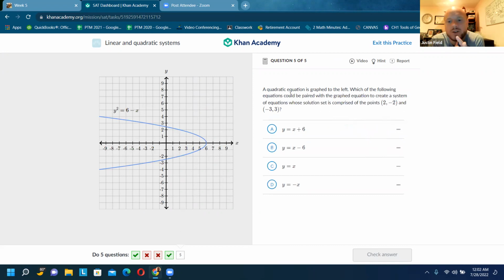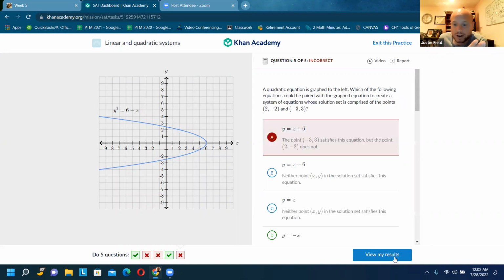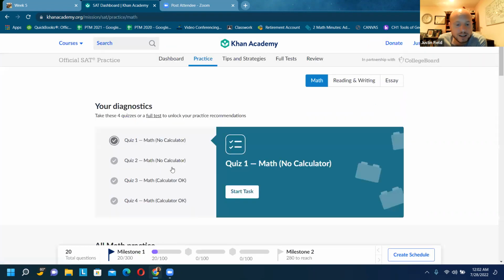A quadratic equation is graphed to the left. Which of the following equations could be paired with the graphed equation to create a system of solutions? Yeah. Okay. So go ahead and try this one. You could do it. You'll get it. You'll probably get it better than me. I am exiting this practice.